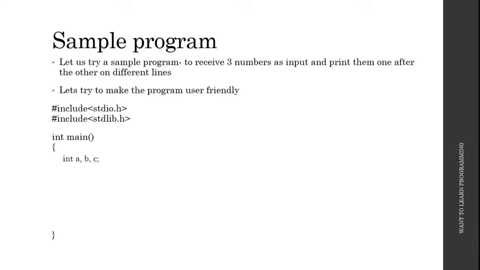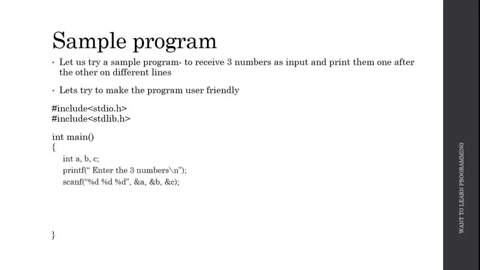Next, to make the program more user friendly, we print a statement saying enter the three numbers. As you see, the backslash n sequence gets the console onto the next line. Next, we scan the three numbers, that is, we receive three numbers as user input. scanf("%d %d %d", &a, &b, &c). So the three numbers that you enter next will be stored in a, b and c respectively.